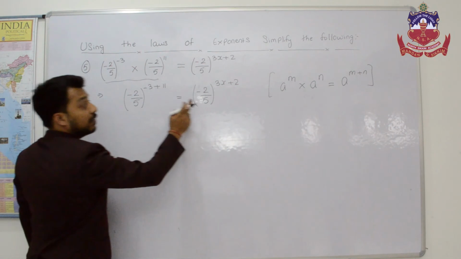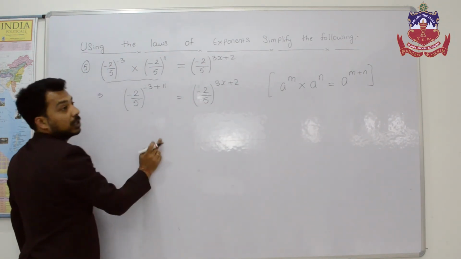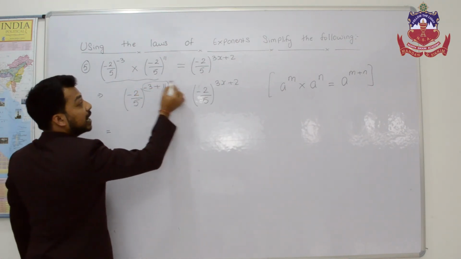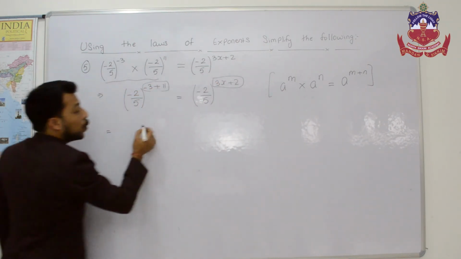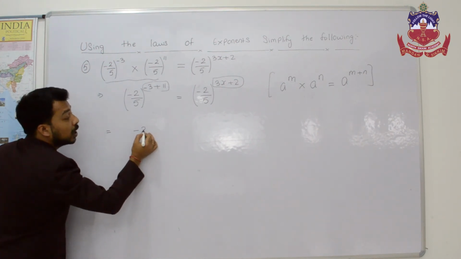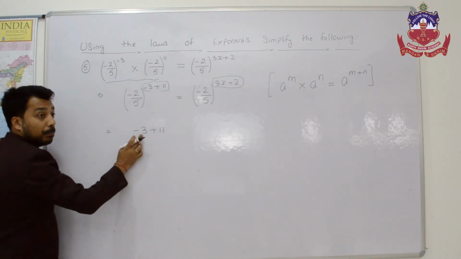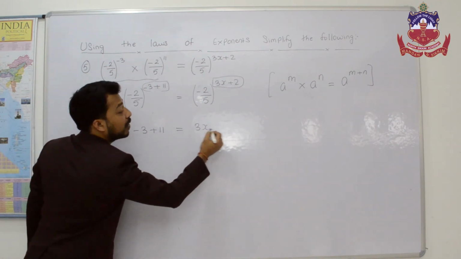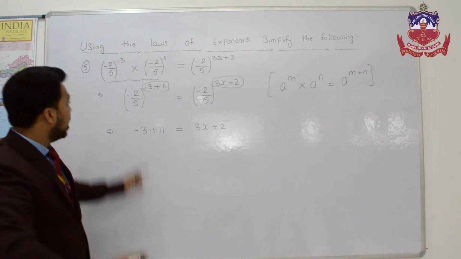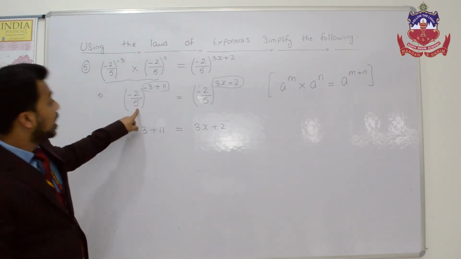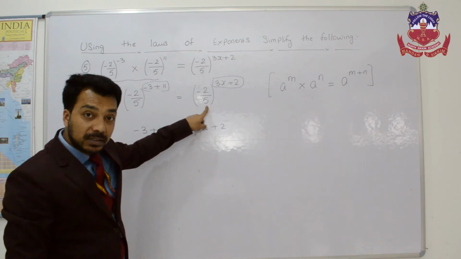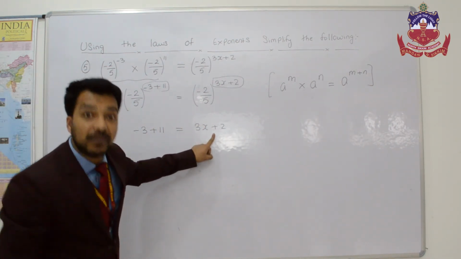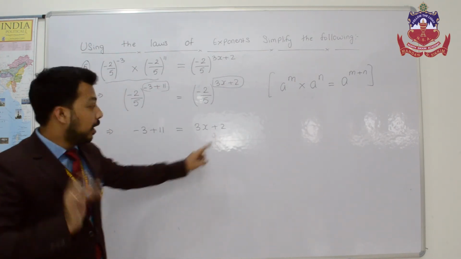So if the base of the left hand side and right hand side are equal to each other, we can say the power of the left hand side and the power of the right hand side will also be equal. We can write this as: the power of the left hand side is equal to the power of the right hand side, only if the base of the left hand side is equal to the base of the right hand side. I hope I am clear.